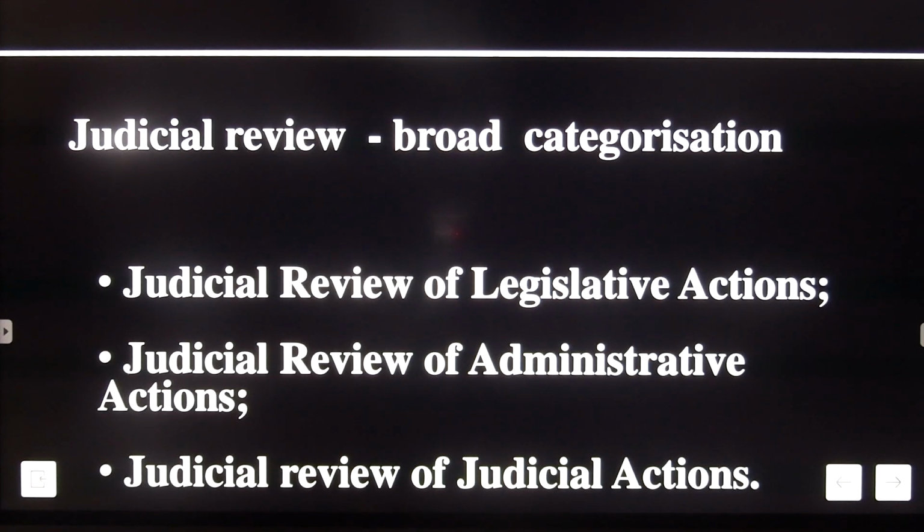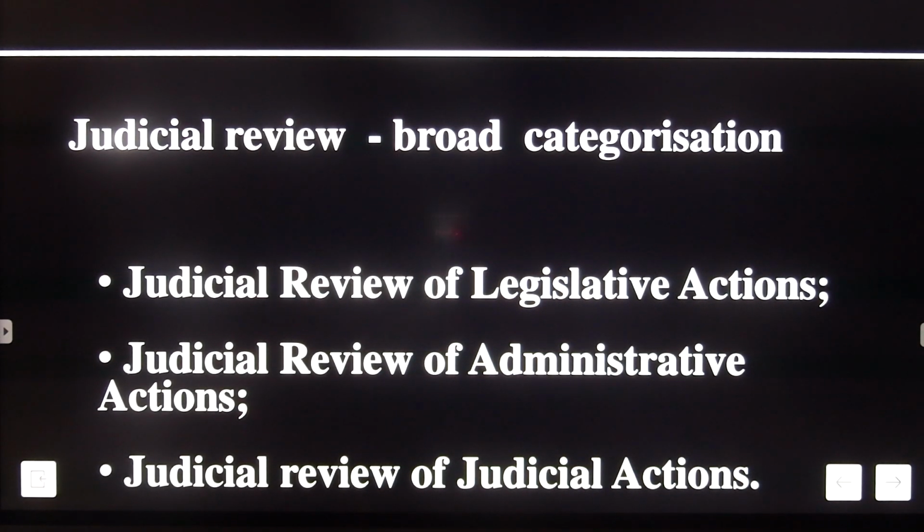Judicial review of judicial actions implies reviewing of its own decisions taken previously. Judicial review is different from the appeal. Remember, judicial review is different from appeal. The right of appeal is a statutory right. It can be invoked as per the relevant act.